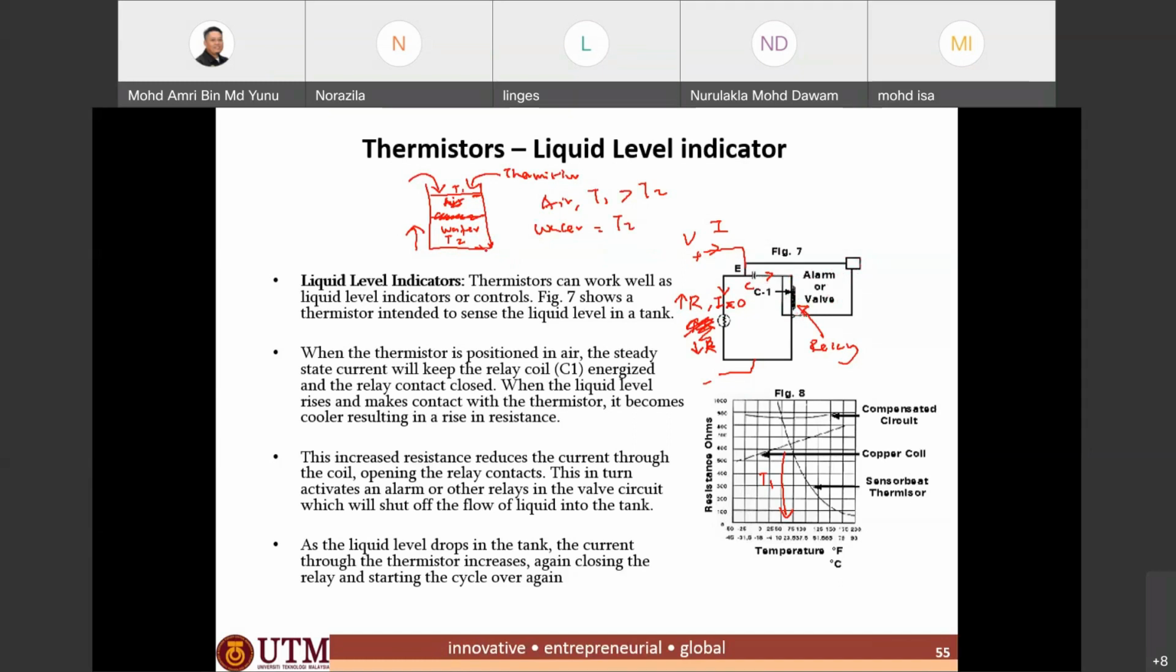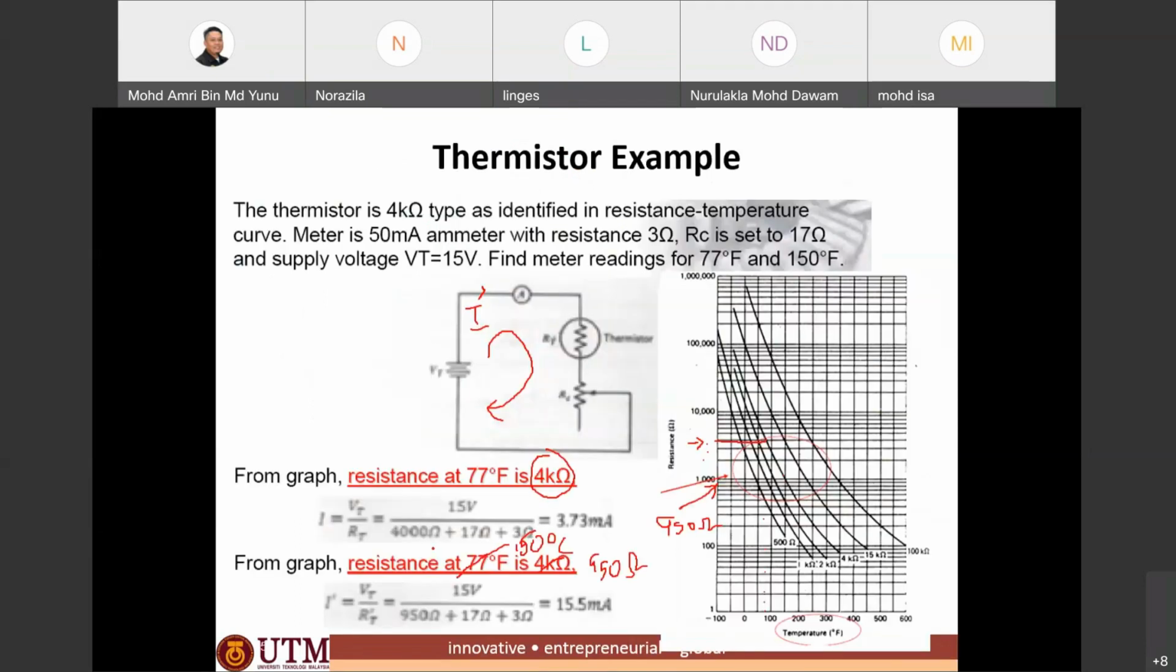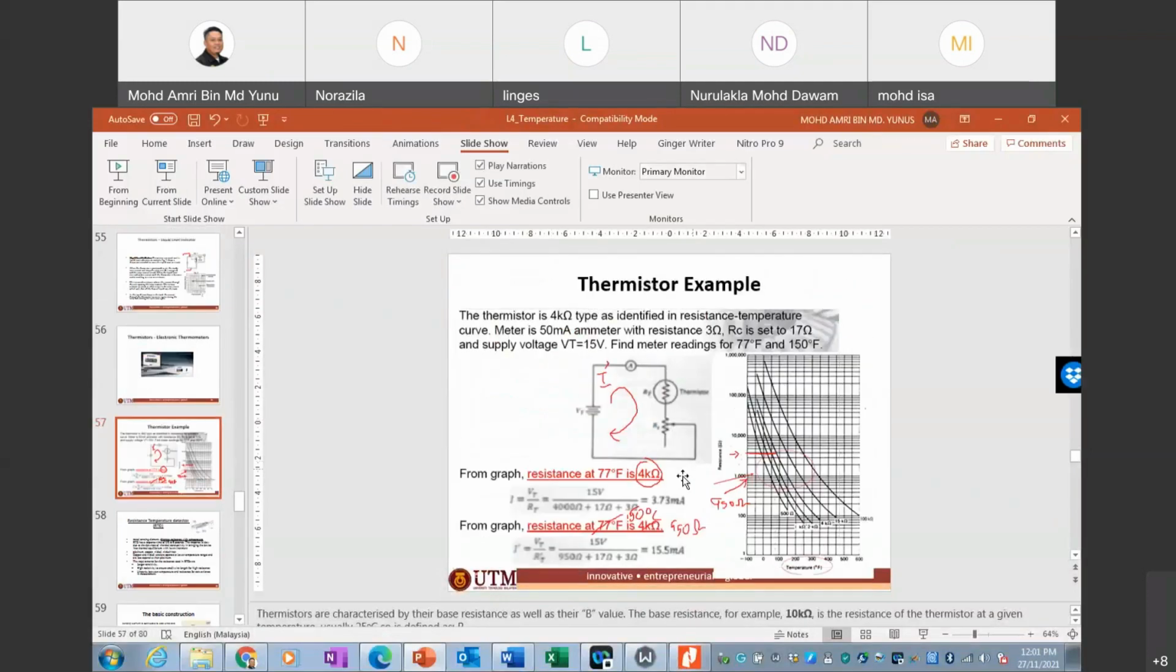I think I'm giving the wrong example. I think it's supposed to be here. But anyway, let's skip this example. This thermistor is a different package, like it comes with a handheld device. Let's look at this example.